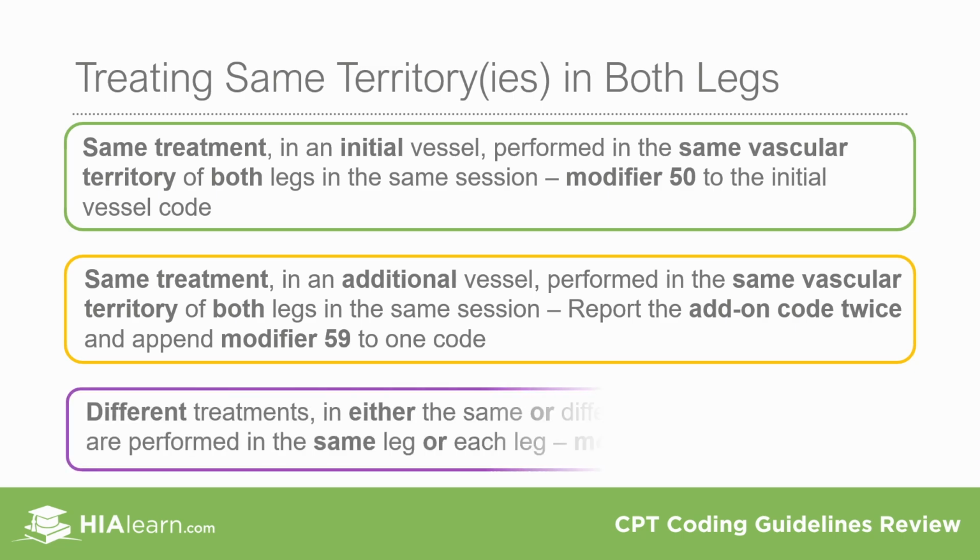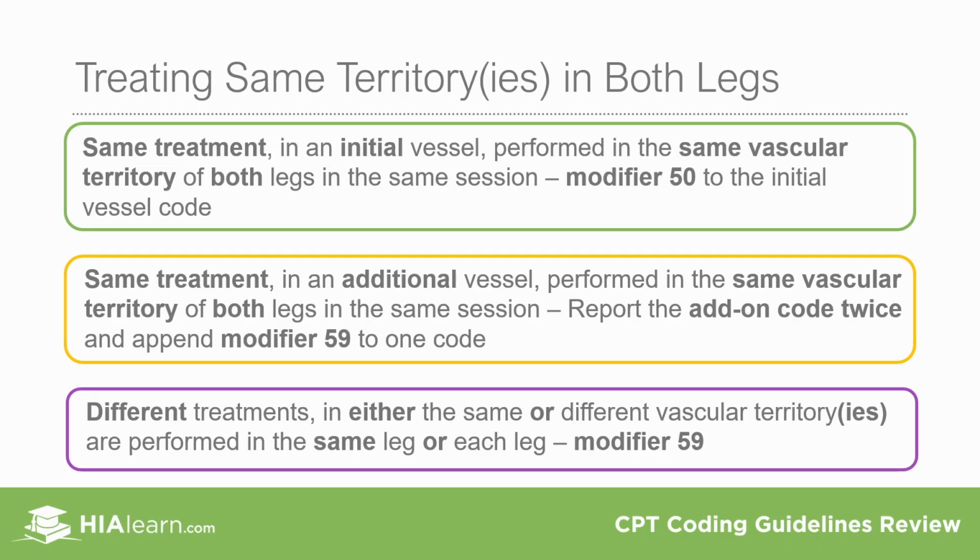When different treatments in either the same or different vascular territory or territories are performed in the same leg or each leg, append modifier 59. This last guideline essentially boils down to, if you are reporting different treatments, you need to use a modifier 59 to denote that distinct procedures were performed.